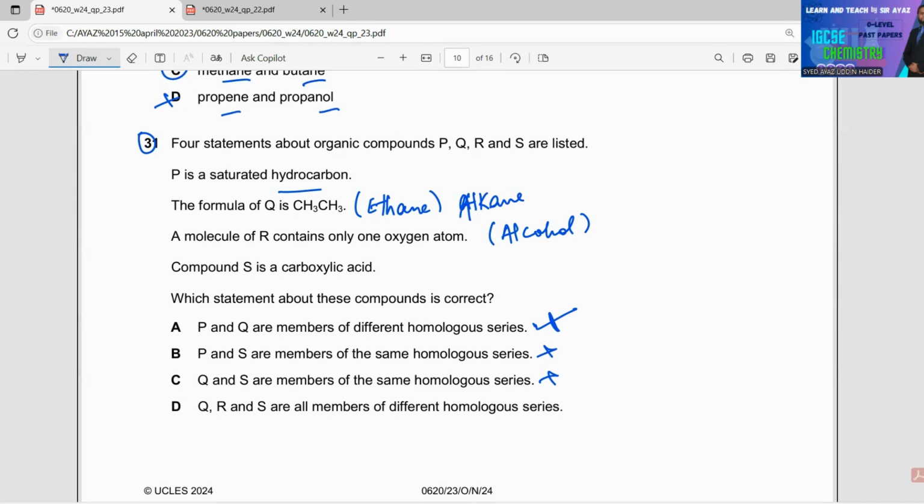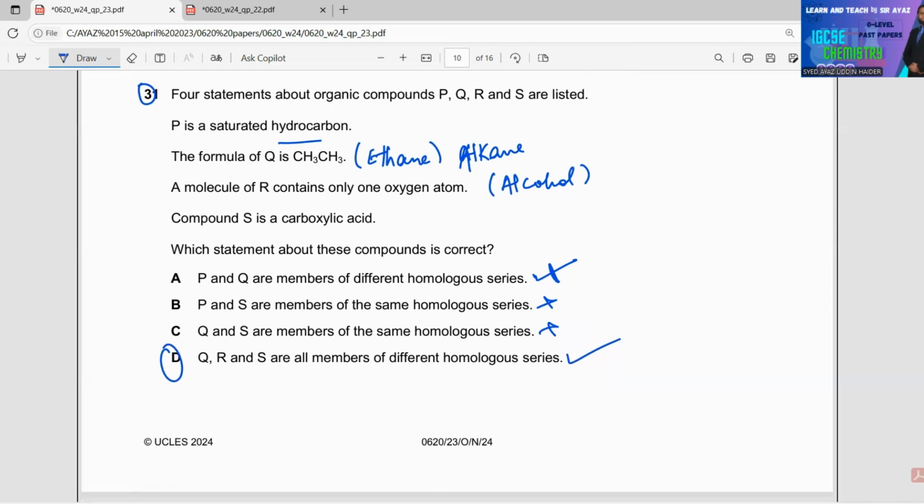What about D? Q, R, and S are all members of different homologous series. This is for sure. We are confident about this. So D must be the right answer. A can't be the right answer. D must be the right answer in this case.